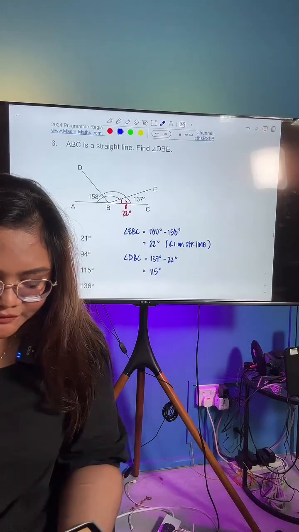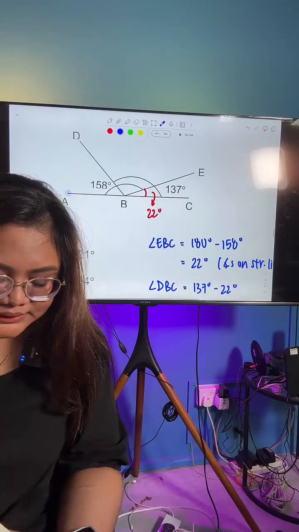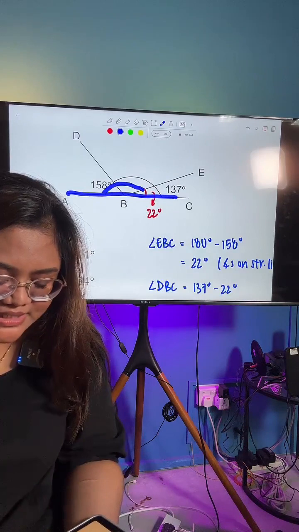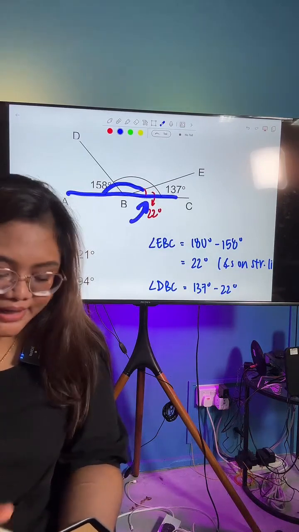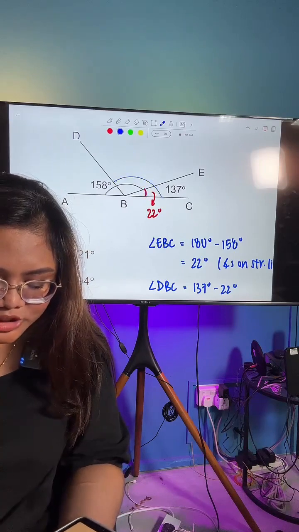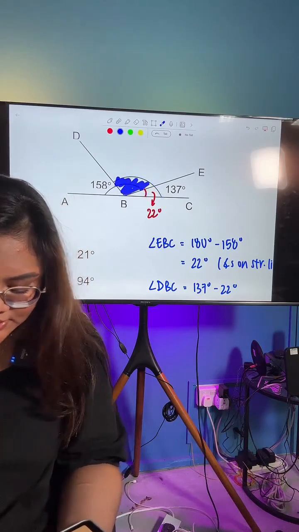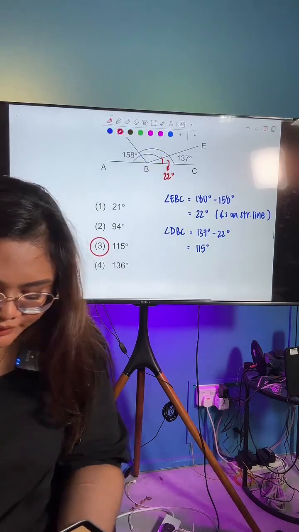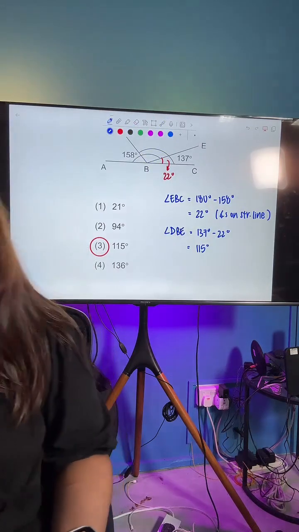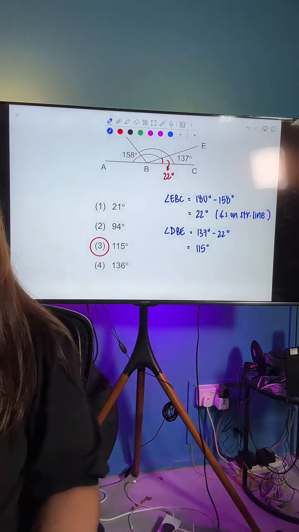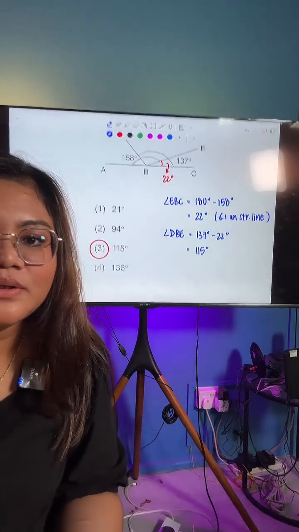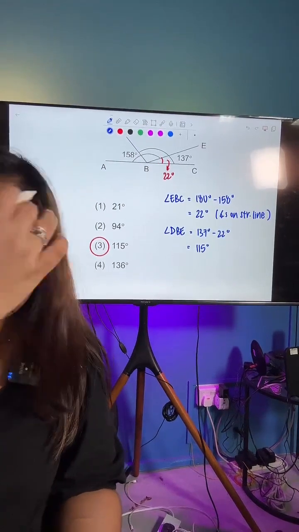Alright, next one. For this question, overlapping angles, 180 angles on a straight line minus 158 gives us the missing angle here. And then 137 minus the missing angle gives you what you want, which is this portion here. Hence, it will be 115 degrees. This is DBE. Okay? 115 degrees.